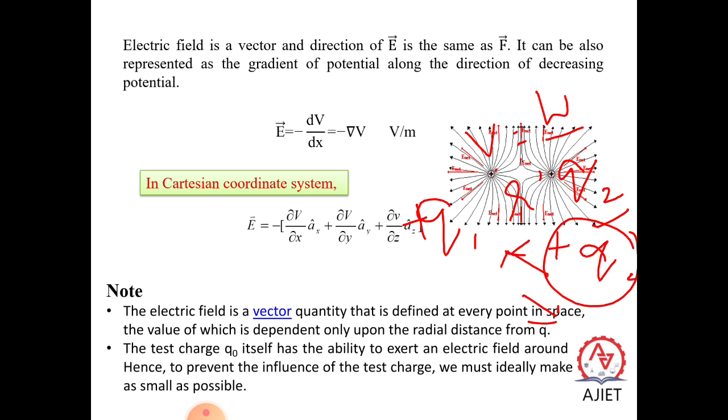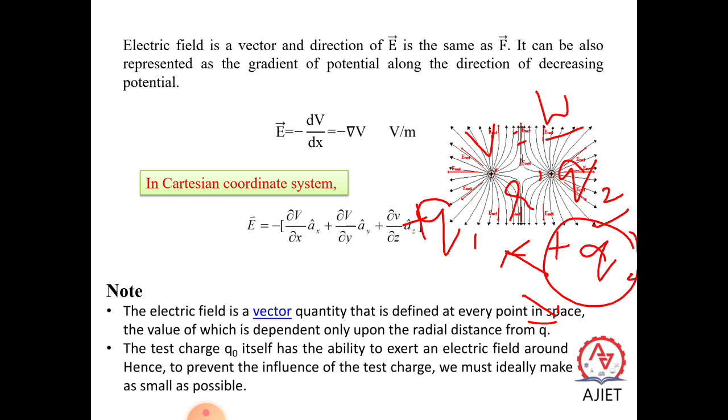And there are some points regarding the electric field. Electric field, as I told, is a vector. You know how to determine the direction: just draw a tangent to the line existing from positive to negative charge, it is the electric line of force. You draw a tangent, it gives you the direction. So it's a vector quantity and is defined at every point in space, the value of which is dependent only upon the radial distance from Q.